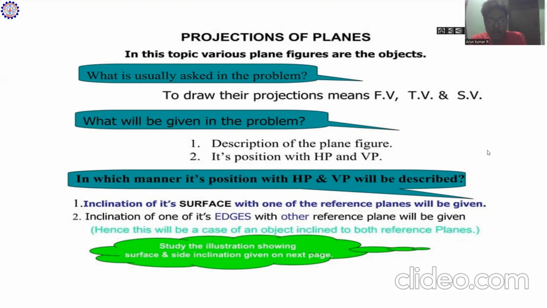In which manner will the position with HP and VP be described? The inclination of its surface with one of the reference planes will be given. The inclination of one of its edges with the other reference plane will be given. Hence, these are the cases of an object inclined to both reference planes. With this terminology, we can now solve numerical problems. Let's move on to a simple problem for this topic.